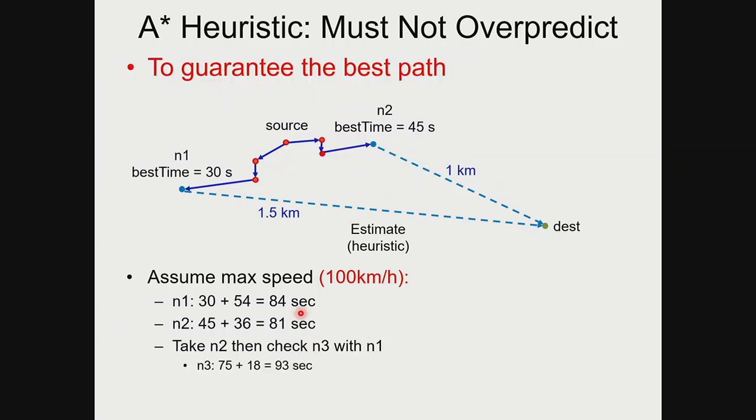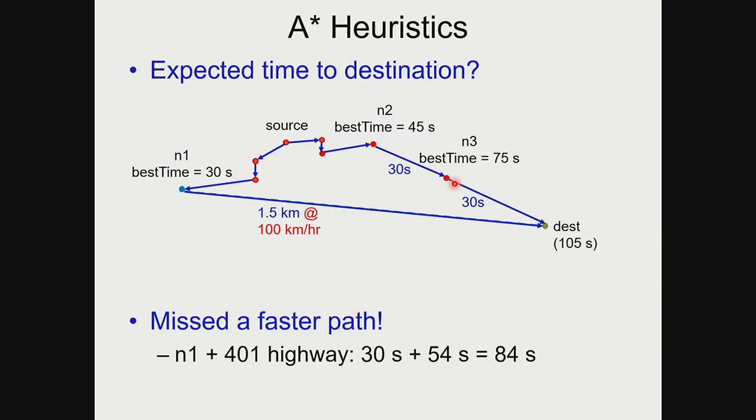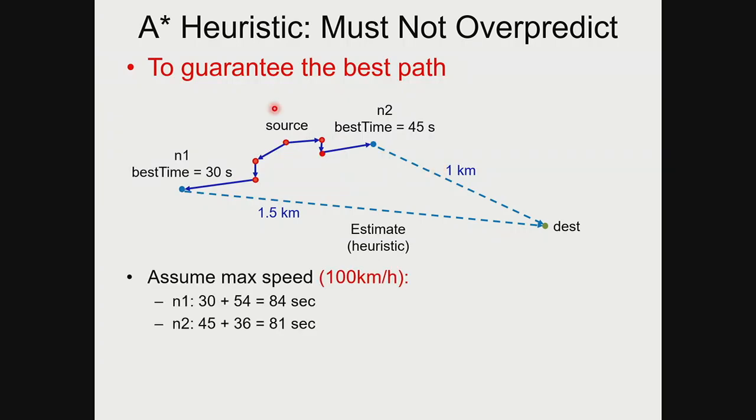But let's take it. So we take N2, and then we check N3, which is from the previous slide, N3 with N1, right? So N3 is 0.5 kilometers away, and it has a 75-second best travel time right now, because we find out that the actual speed limit is 60 kilometers per hour and not 100 on this portion. So we take that 75 plus 0.5 kilometers over 100 kilometers per hour, that's around 18 seconds. That's going to give us 93 seconds. Okay, so now we're choosing between N3 and N1. N1 has a better approximation in this case, 84 seconds. We're going to take that. Okay, we take N1 and we find out that this is a highway and we actually reach the destination through a faster route.